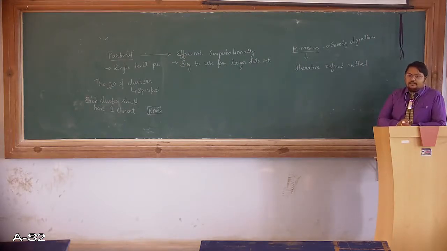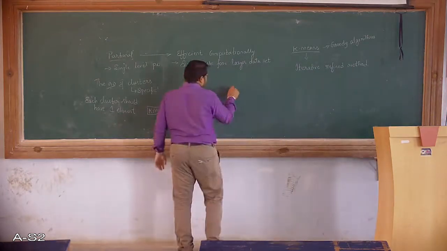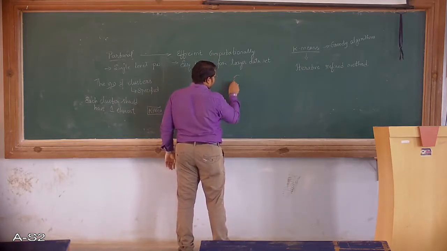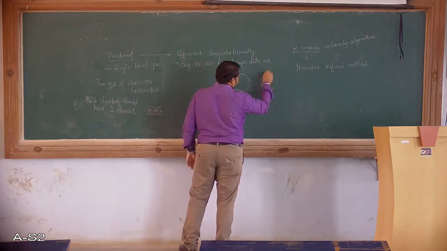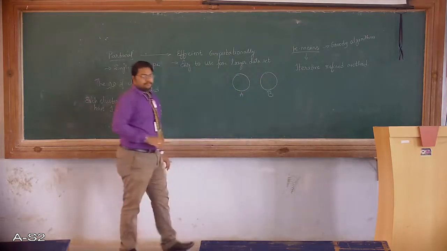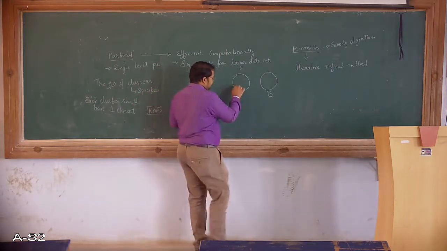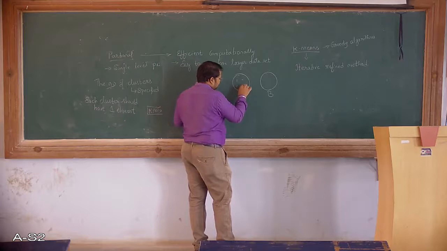So here the main aim why this partitional method is being used is we need to reduce the variance of elements in the clusters and we need to increase the variance of different clusters. Like if I say I have two clusters, I have cluster A and cluster B. So now when I say cluster, it means it has some elements in it, right? So we have some elements.